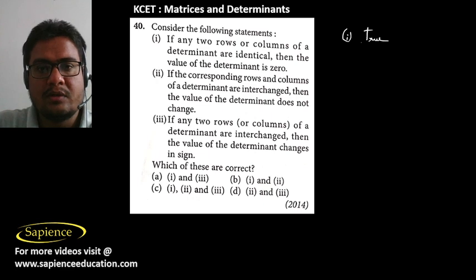So only the sign will become negative. The value will not change, but the sign will change. If any two rows or columns of a determinant are interchanged, then the value of the determinant changes in sign. So the third one is true.